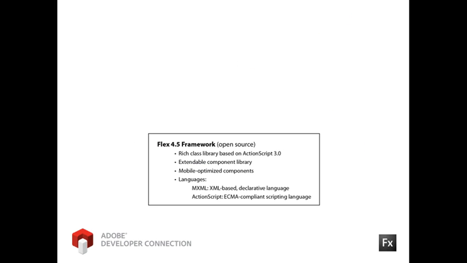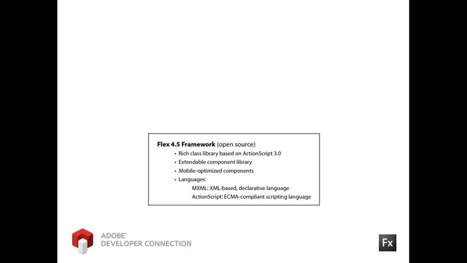Flash Builder is used to build applications with the Flex 4.5 framework, which is a free open-source library of ActionScript 3.0 classes and UI components that can greatly improve your ability to create applications that deploy consistently on mobile devices, web browsers, and desktops. The framework includes standard and mobile-optimized components that can be used directly or extended for your customization and business needs. The framework also includes two languages. MXML is an XML-based declarative language that is recommended for UI layout. ActionScript 3.0 is an ECMA-compliant scripting language that is recommended for business logic.